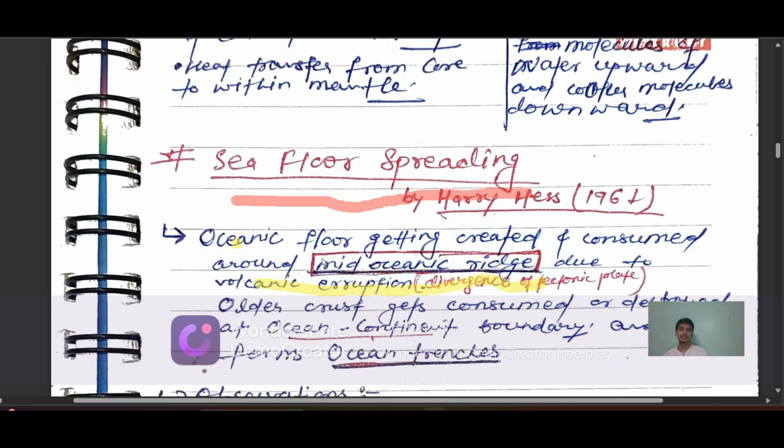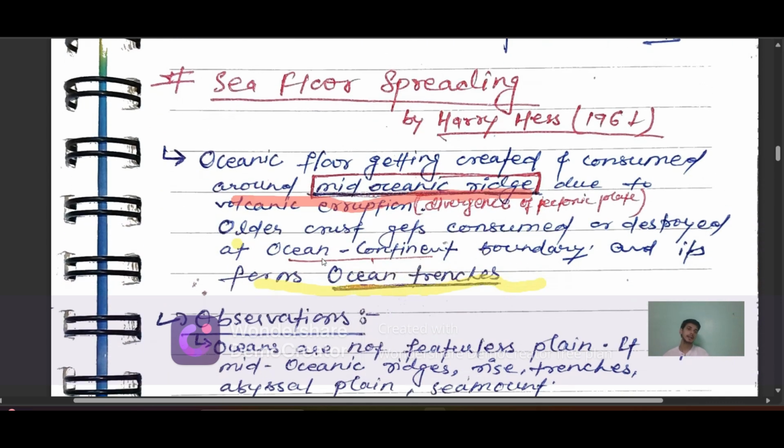Other theories: sea floor spreading given by Harry Hess. According to him, oceanic floor is getting created and consumed around the mid-oceanic ridge due to volcanic eruption. And mid-oceanic ridge का formation divergence of tectonic plate के कारण होता है, ये just for the mention. What happened is older crust gets consumed or destroyed at the ocean-continental boundary and falls into ocean trenches.